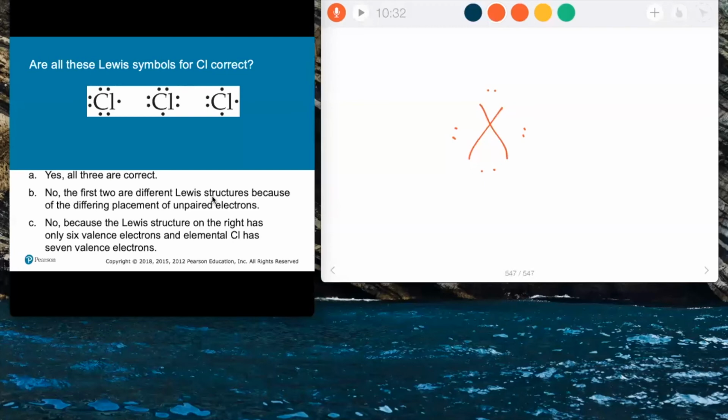The first two are correct because of the different placement of unpaired electrons, which is correct. Now, this one, C, no, because the Lewis structure on the right has only 6, but if you say 6, I don't see 6 here.